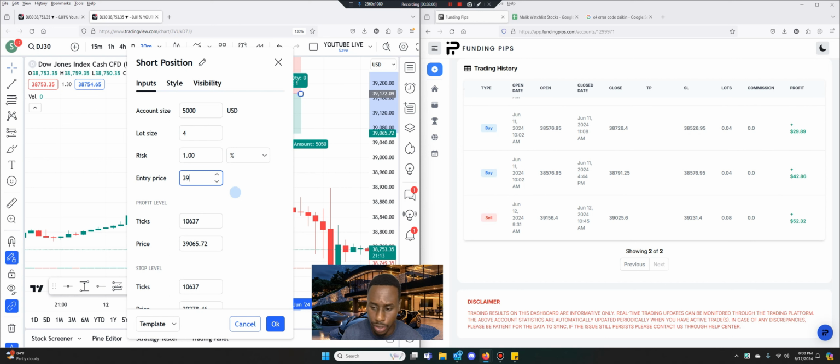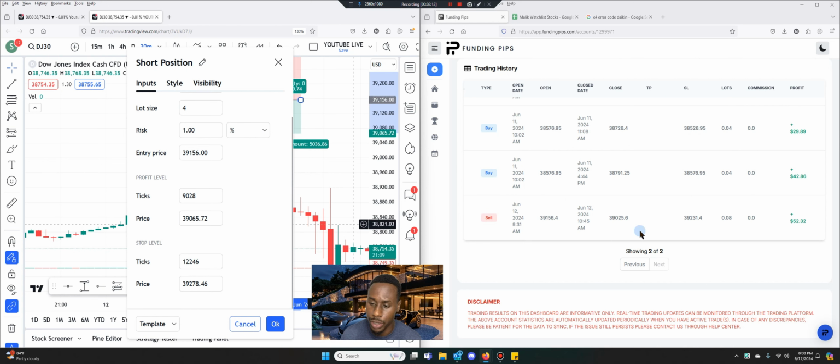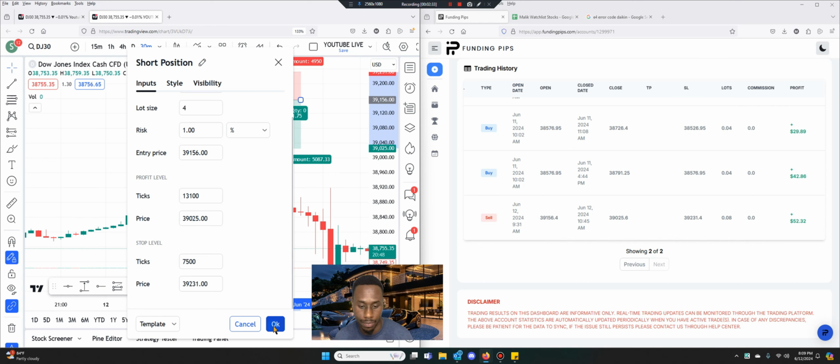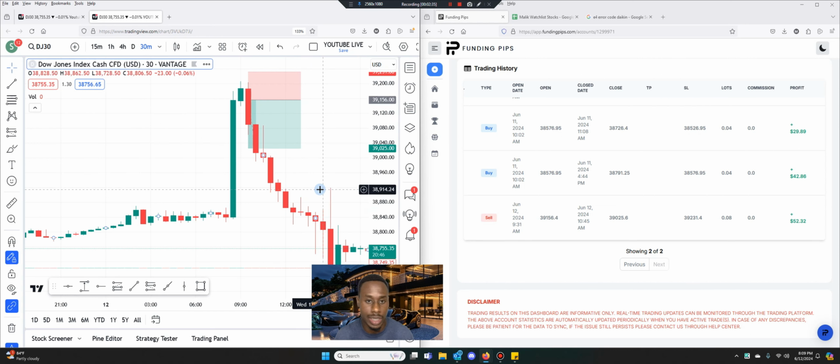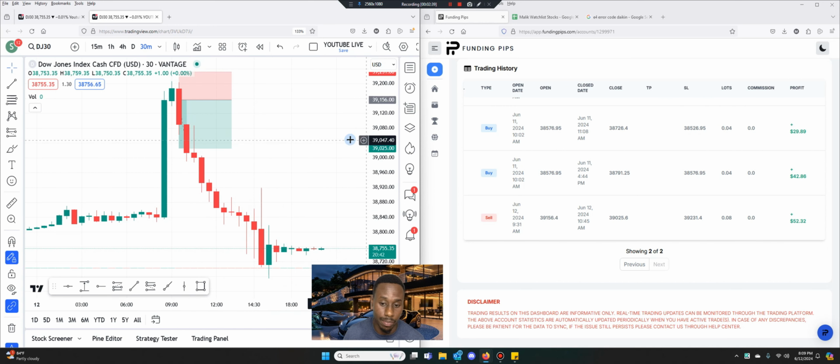So I entered this one at 39156. Stop loss at 39231. And that was about a $30 risk still, despite me entering here. So it's about a $30 risk regardless, because I entered with a 0.08 and then I actually closed it at 39025. So let's see how much I left on the table, what was my risk, and then where I could have actually made out on this trade.